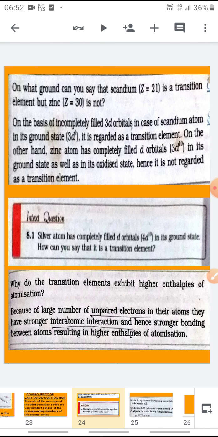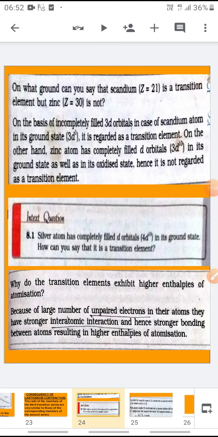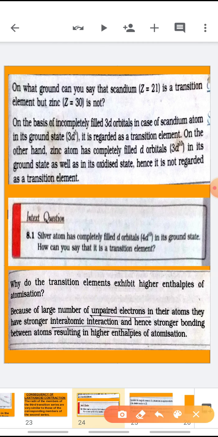Now, the first question is: on what ground can you say that scandium is a transition element but zinc is not? Now, what are transition elements? As I have told you, transition elements are those which have incompletely filled d orbitals in their ground state or in their most stable oxidation state. If we look at the electronic configuration of scandium, the configuration in the ground state is 3d1, that is an incompletely filled d orbital. For zinc, it is 3d10, the d orbital is completely filled.